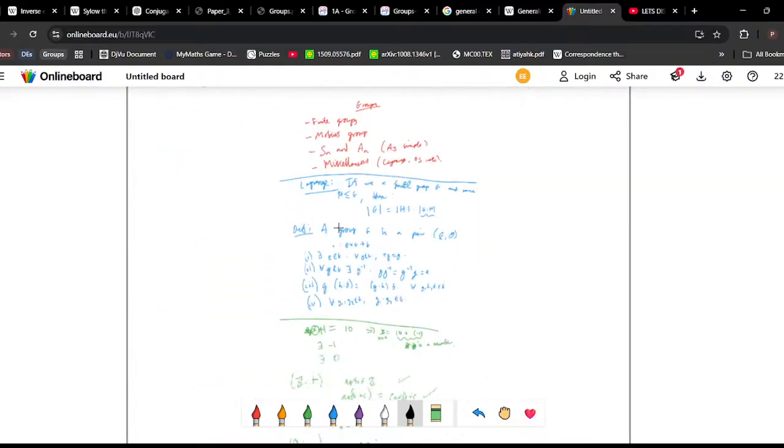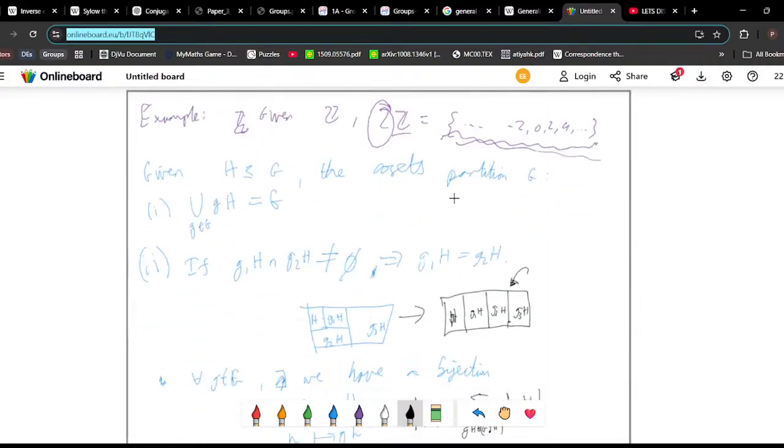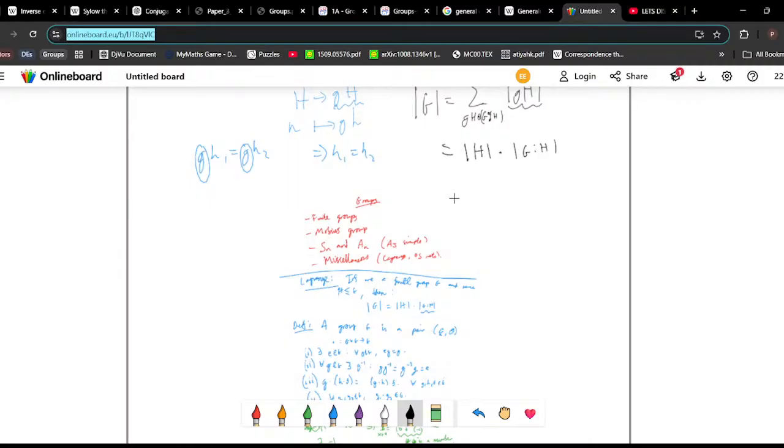All right, let me try to find a better whiteboard because this one is small. So we just proved Lagrange's theorem, and I'm going to move on to some applications once I find a better whiteboard.